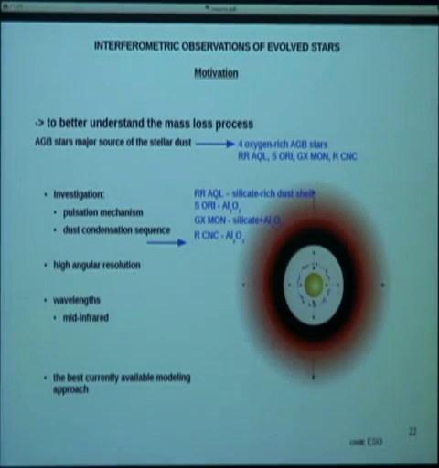We wanted to understand the dust condensation sequence, so we chose the stars according to the study of Lawrence, Martin, and Pompea, who studied 31 oxygen-rich stars and divided the stars according to their dust envelopes into silicate-rich dust shells, aluminum oxide dust shells, and a combination of those two. So what we did, we selected one star from each of the groups, and R Cancri is our addition from the aluminum oxide group.